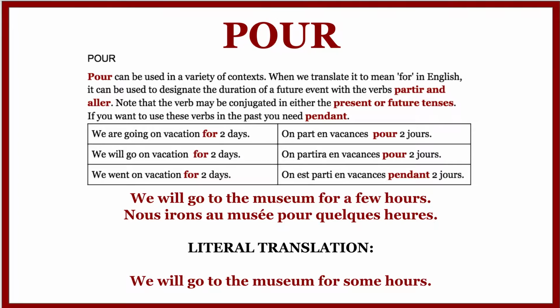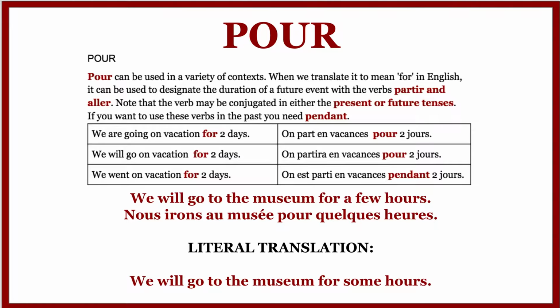We are going on vacation for 2 days, and I chose this example on purpose because you see the translation, on part en vacances pour 2 jours. In English, we say we go on vacation. In French, we leave on vacation. And notice that vacances is always plural. So if you didn't know that, start using that. Instead of using aller en vacances, we say partir en vacances. Okay? So present tense, on part en vacances pour 2 jours.